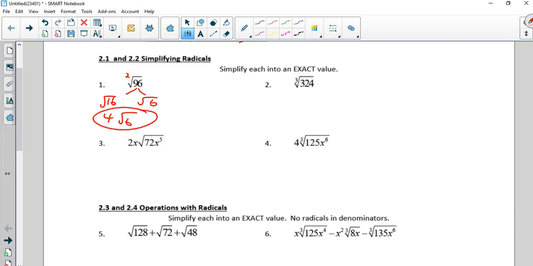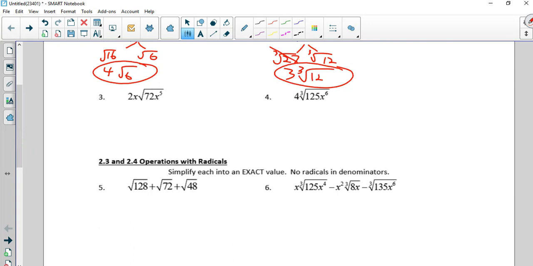On number 2, you're looking at the cubic line, the 3 line. And you'll find out that numbers that go into that are the cube root of 27 and the cube root of 12. This is going to simplify just down to 3. 3 times 3 times 3 is 27. And then the cube root of 12 just hangs along.